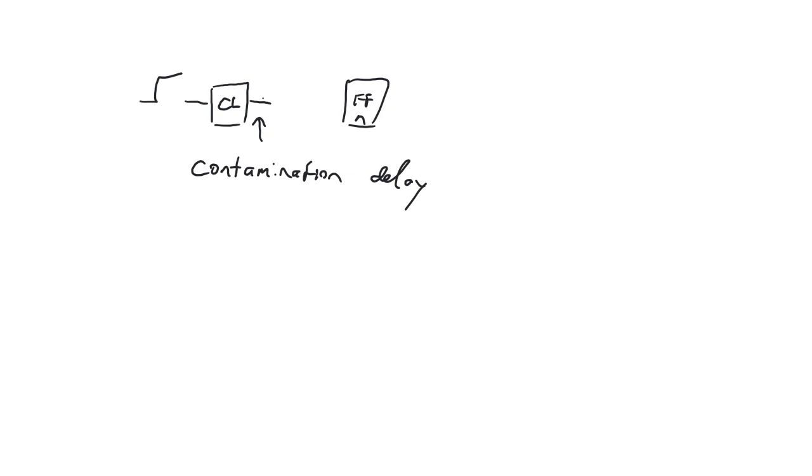If the contamination delay is 2 nanoseconds, it's a promise by whoever made this combinational logic that if the input changes, the output will not change until at least 2 nanoseconds later in this example. Now, it might change later than that. That's okay. In fact, we can never compute the contamination delay perfectly because it's influenced by temperature. It can be influenced by the exact combinations of the different inputs coming into the combinational logic circuit and so forth.